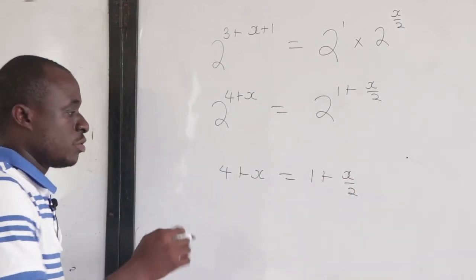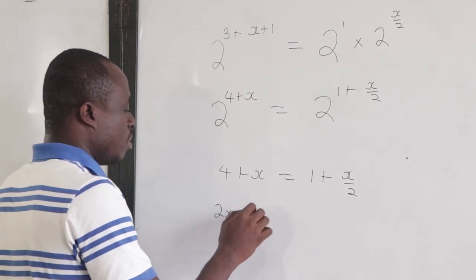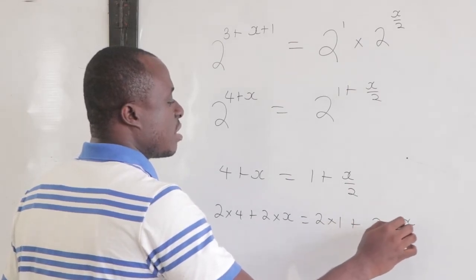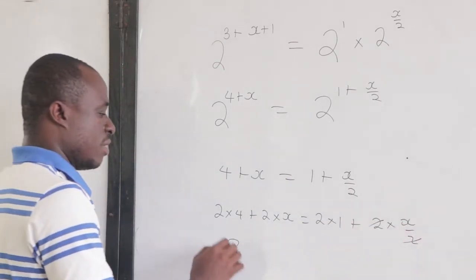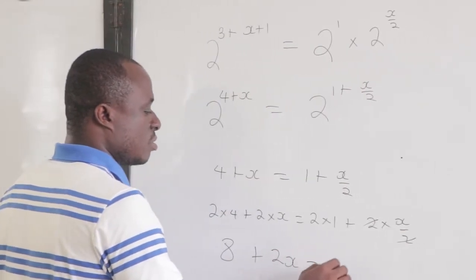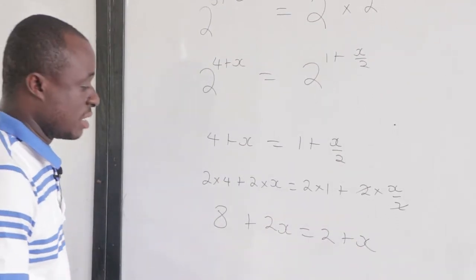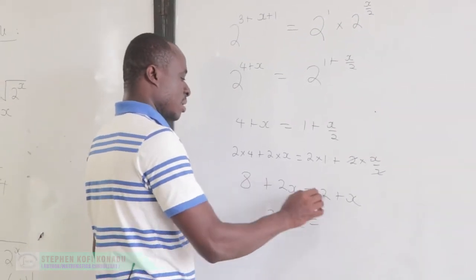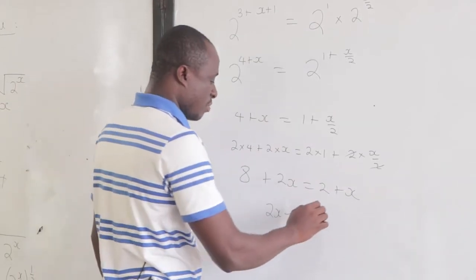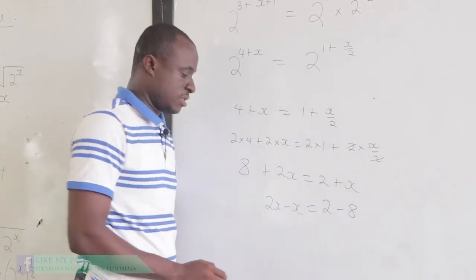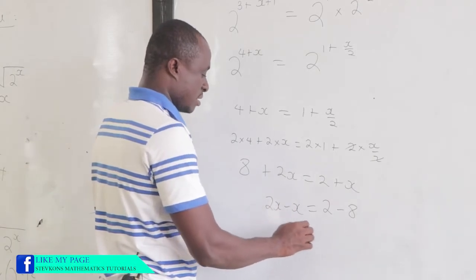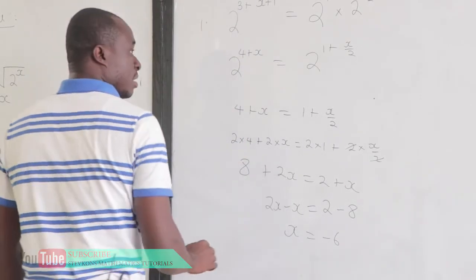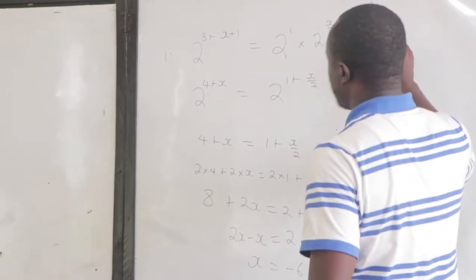From here, the LCM is 2, multiplied by 2. That's 2 times 4, 2 times x, equal to 2 times 1, plus 2 times x over 2. This will cancel that. Now we have 8 plus 2x equal to 2 plus x. We group like terms to find x. So the x will come here, you have 2x minus x. This is coming here. Now we have 2 here, 8 is going there, so that will be 2 minus 8. Now 2x minus x, this is x, and this is negative 6. That's the first one.